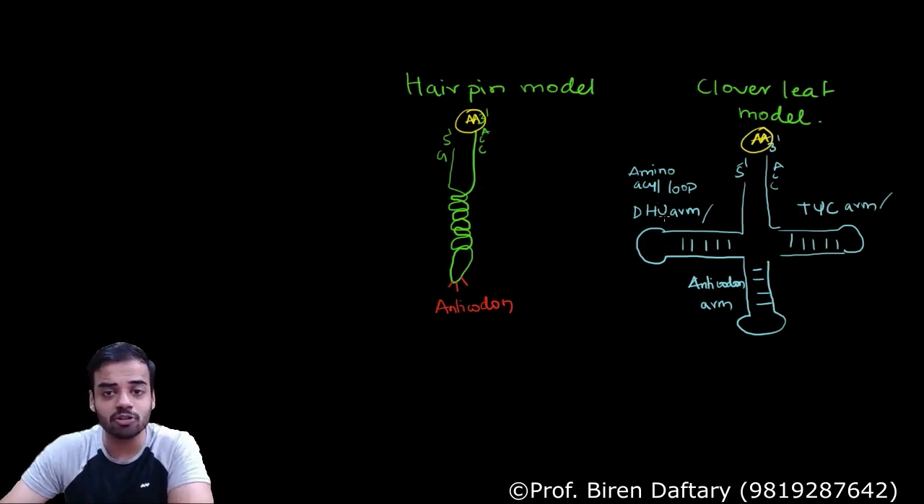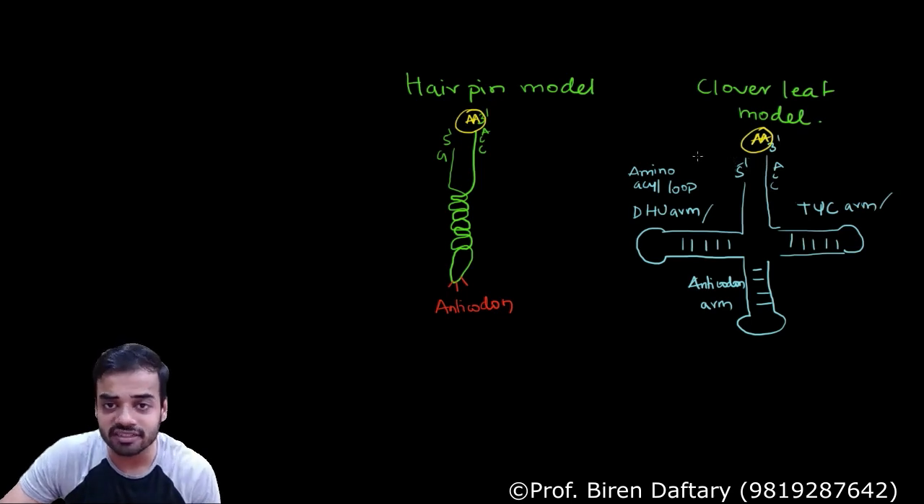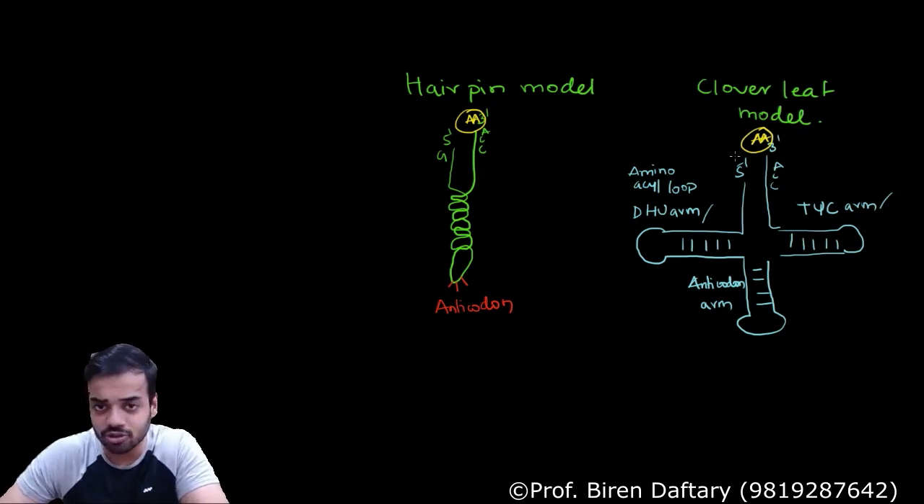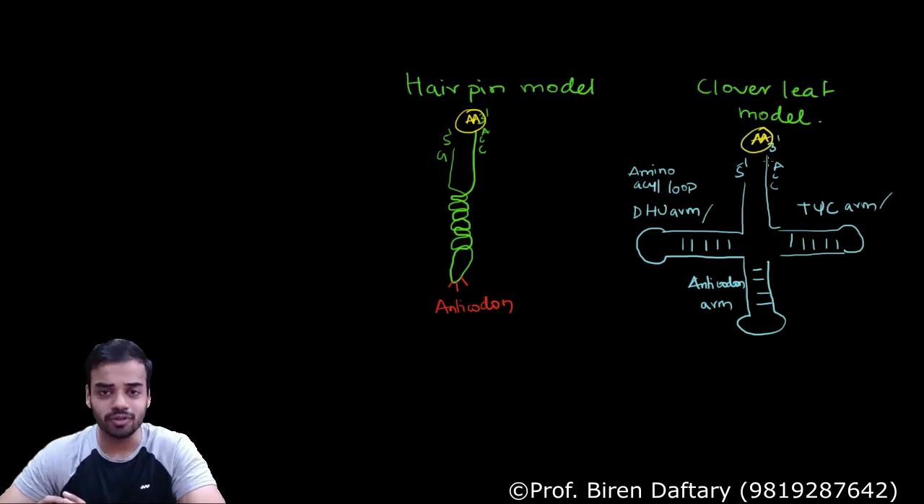So this DHU arm is also called the amino acyl loop because it produces an enzyme which attaches the amino acid to the 3' end. The name of the enzyme is also not in the book. It is called amino acyl tRNA synthetase. I will again tell you the same thing when I am teaching translation, so you don't need to remember it now. Okay, it's not in the textbook, so even if you don't remember the name, it's okay.